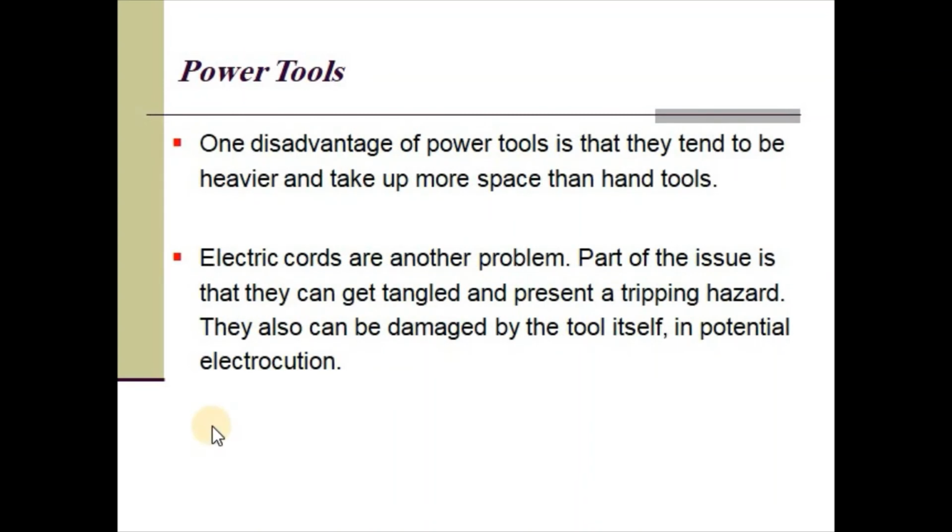One of the disadvantages of power tools is that they might be heavier than normal hand tools, and if it's electrical equipment, then there might be the problem of tangling, and this will present a tripping hazard. Moreover, there is the hazard of electrocution.